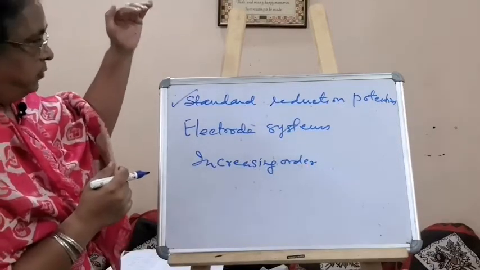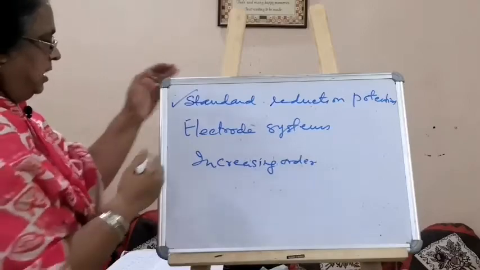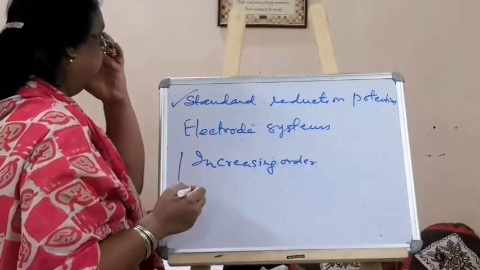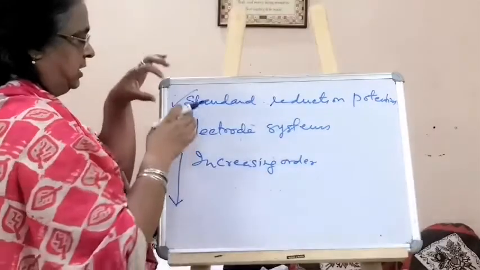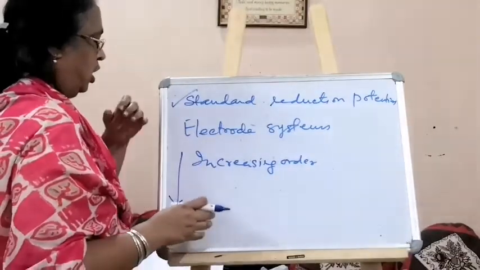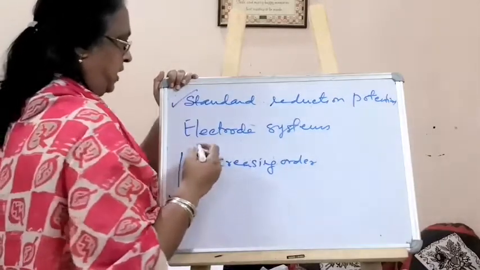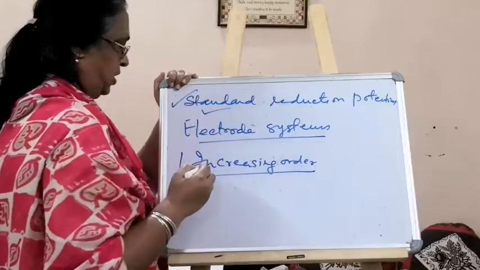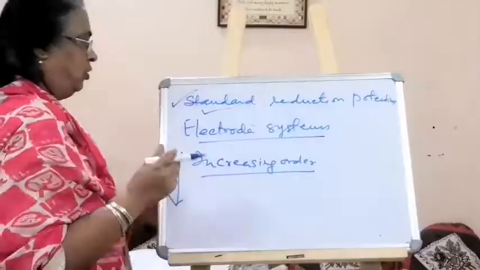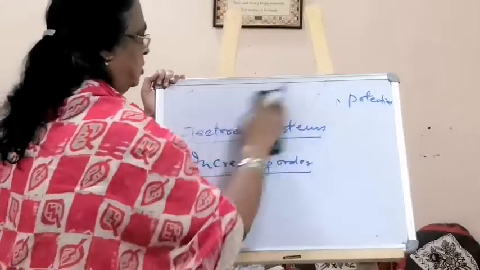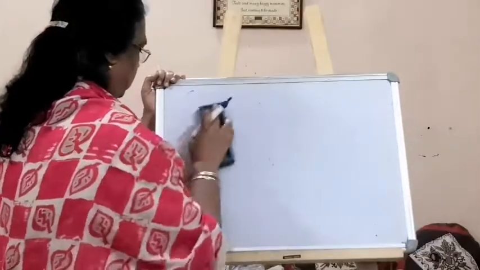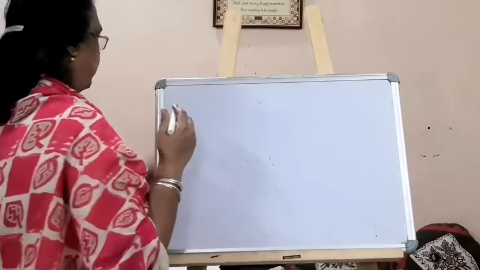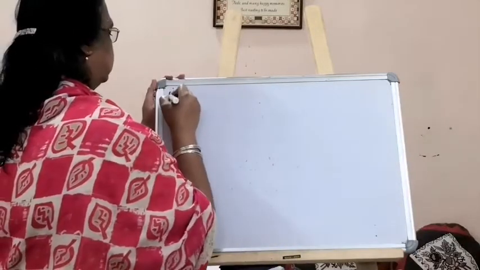So when we move from top to bottom, in most of the list you will find that the reduction potential is increasing as we are moving down. This arrangement of the electrode systems in the increasing order of their reduction potential is called the electrochemical series. So now I will teach you the features of the electrochemical series. The first feature of the electrochemical series is this.